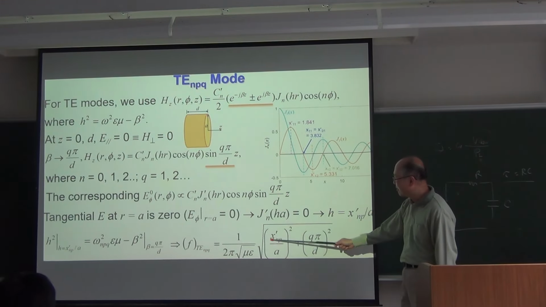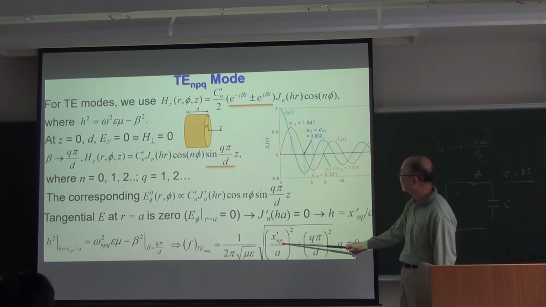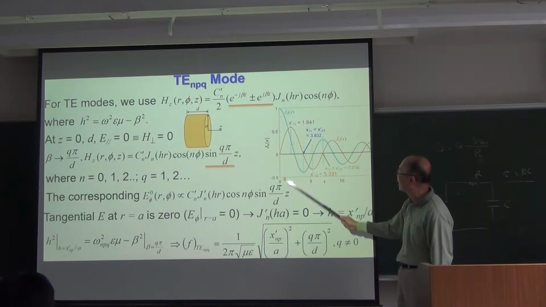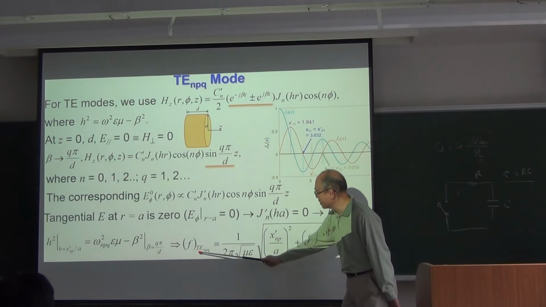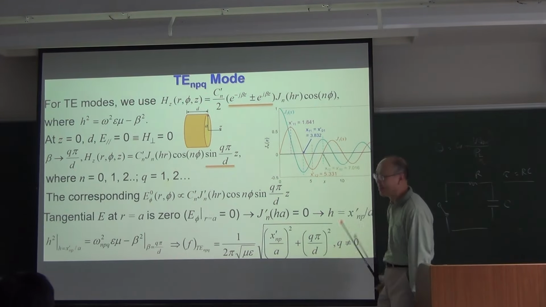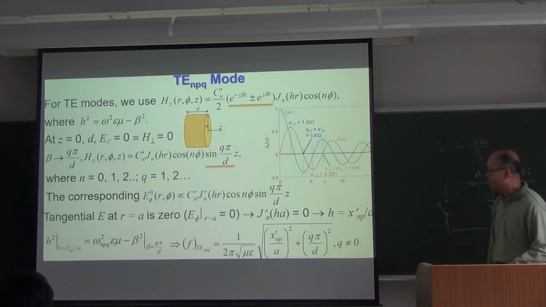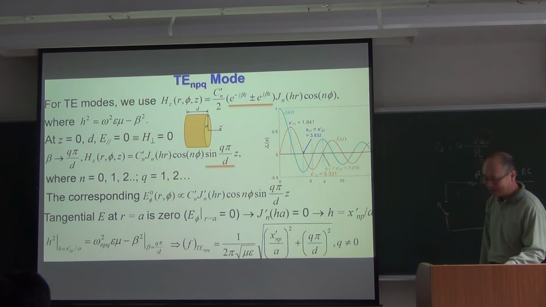Okay, and the minimum value of this one from this diagram, you know this is x prime 11 right here. So the minimum value of f is going to be TE111. Okay, so that is the dominant mode for TE.